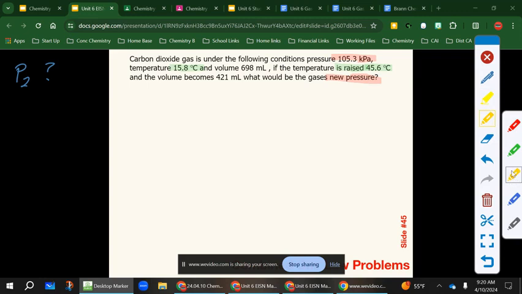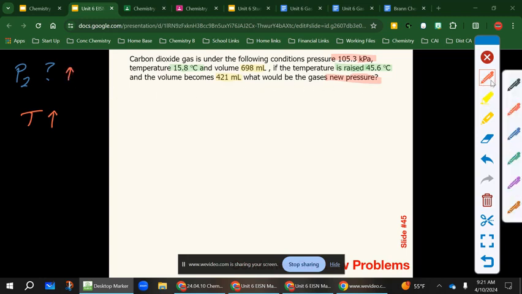I also need volumes here. So I've got a volume of 698 milliliters and a volume of 421. Okay, so now, what is happening to the temperature in this problem? Up or down? Up. That should cause the pressure to want to go what direction? Up. They are in a direct relationship.